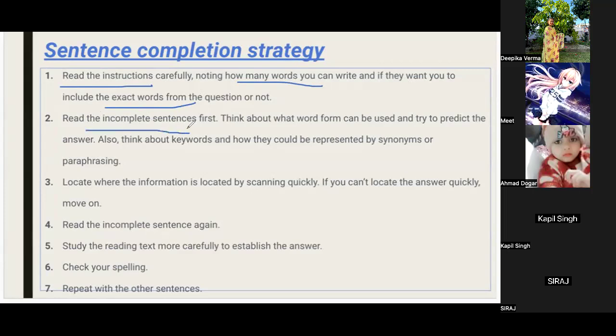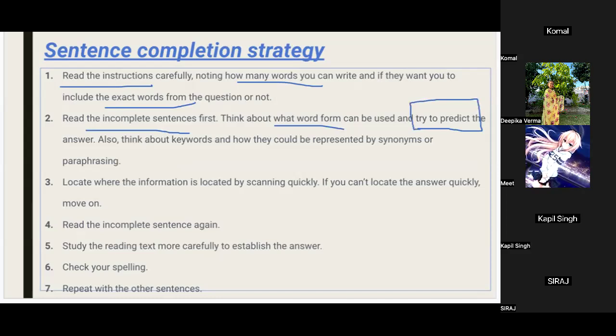Incomplete sentences को read करो. Think about what word form can be used. कौन सी word form use हो सकती है. And try to predict the answer. This is another important point. अगर आप predict करते हो अपने answer को, think about keywords also, how they can be represented. Locate where the information is located by scanning. Scanning karo, keywords ko pick out karo. If you can't locate the answer quickly, move on karo. Do not waste your time. Read the incomplete sentence again. Study the reading text. Check your spellings and then repeat for other sentences also. Okay?